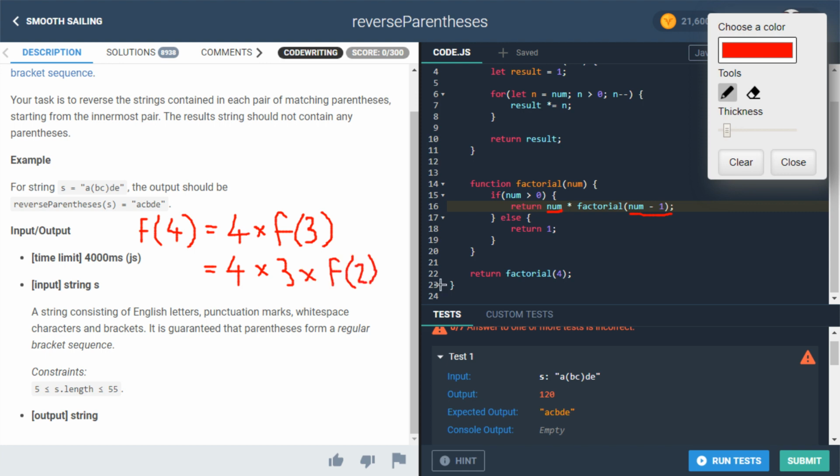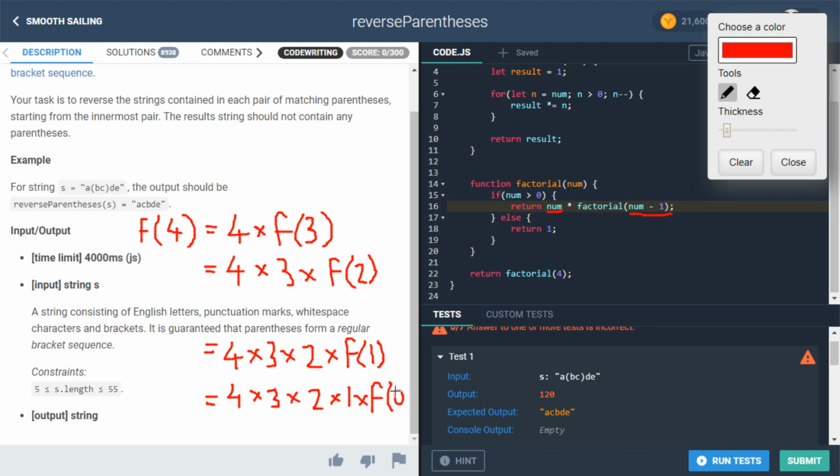All right, well, what's f at 2? Is 2 greater than 0? Yeah, it is. So it's going to be 2 times factorial at 1. I'll just skip over the words here. So we've got 4 times 3 times, what was f at 2? It was 2 times factorial at 1. So 2 times f at 1. And what's f at 1? Well, is 1 greater than 0? It is. So we'll do 1 times factorial at 0. So we'll have 4 times 3 times 2 times 1 times f at 0.